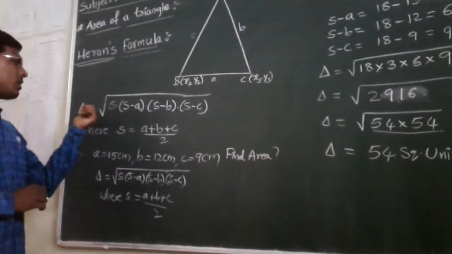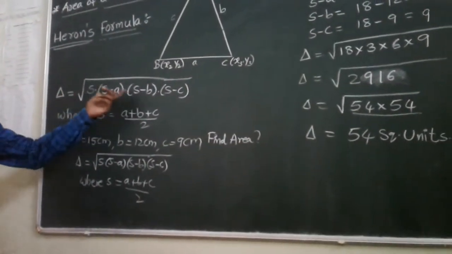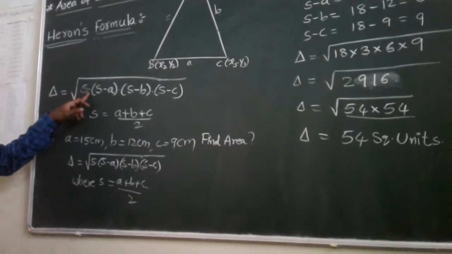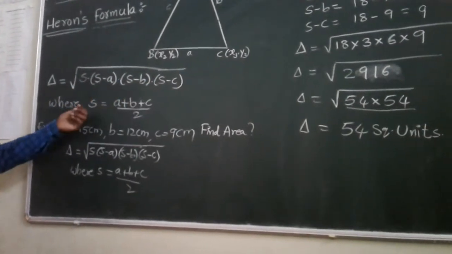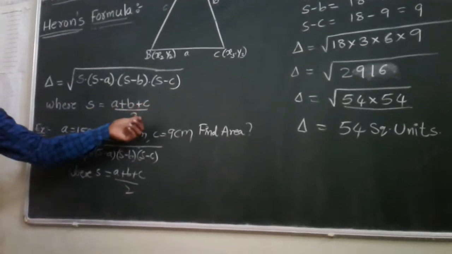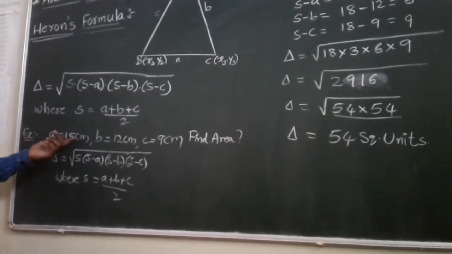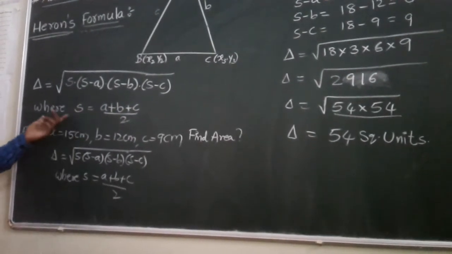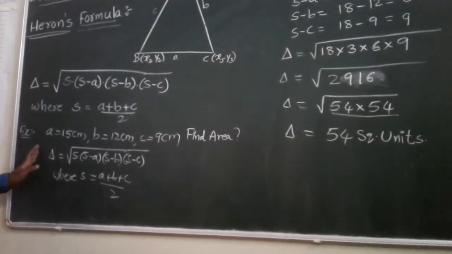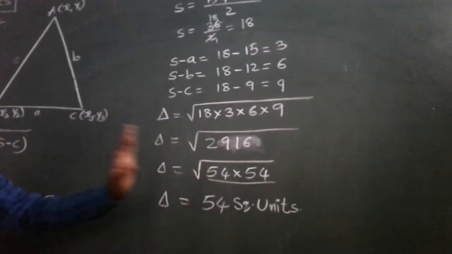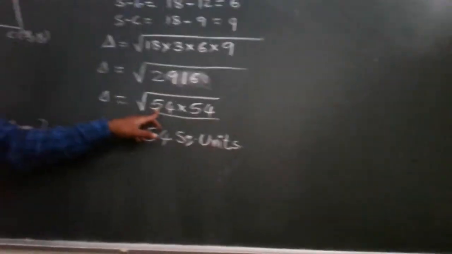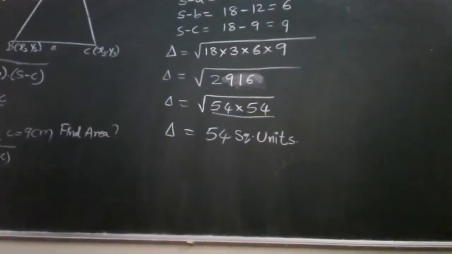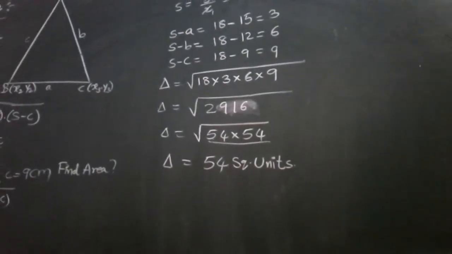This is Heron's formula to find the area of a triangle: the square root of s into s minus a into s minus b into s minus c, where s is equal to (a plus b plus c) by 2. This was a small example problem to understand the formula. So the answer is 54 square units. You should also know prime factorization to get the square values. Next, we discuss one more problem.